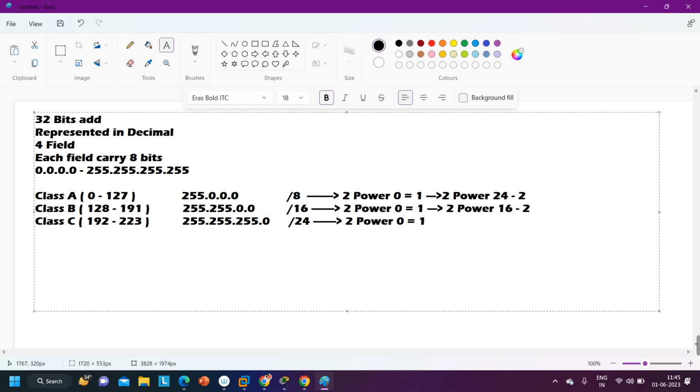Any confusion till here? No, no confusion. In the same way for class C, how many valid hosts do we have? How many host bits do we have here? It's 8. So 2 power 8. Here I am calculating the valid hosts. So 2 power 8 minus 2 will be the valid hosts, right? If you calculate this value for class A, it is very large. This is the number of valid hosts.